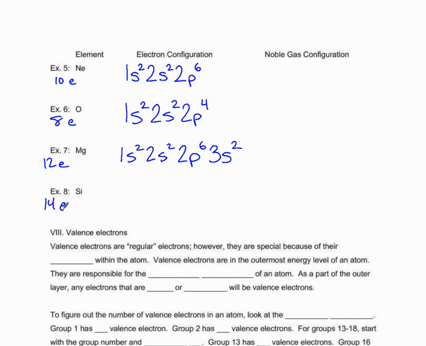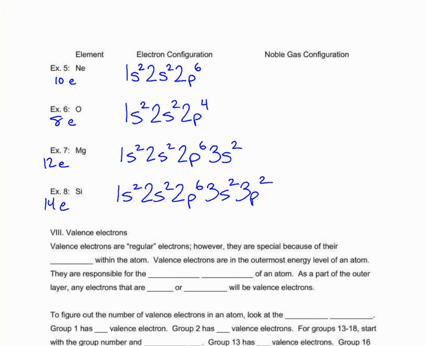Silicon, we're talking about 14 electrons. Energy level 1, sublevel s, has 2 electrons. Energy level 2, sublevel s, has 2 electrons. Energy level 2, sublevel p, there's 6 electrons. Level 3, sublevel s, has 2. And then we have 3p, which has 2 arrows representing 2 electrons. Let's make sure these total 14 just to be sure. 2, 4, 10, 12, 14. And we're good.